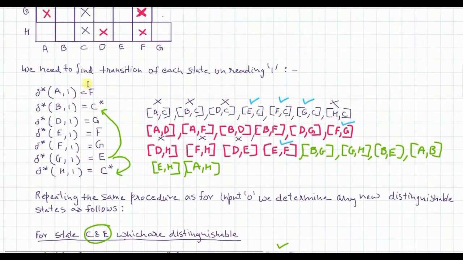How have I done it? Just by comparing and just by using the formula. So far we have found for E comma C or C comma E. We have found for F comma C.